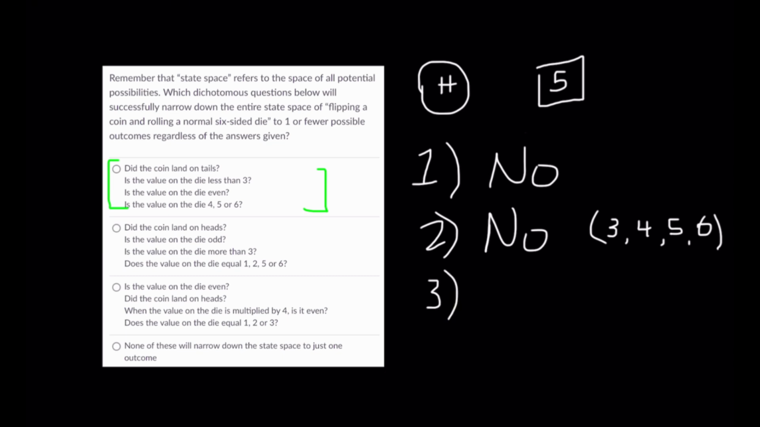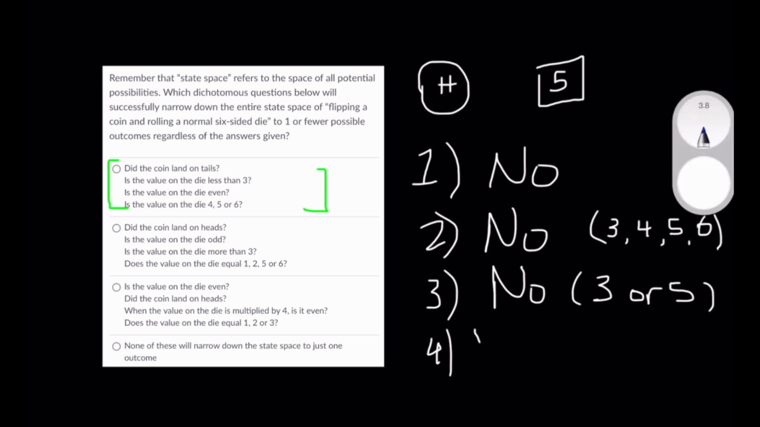Number 3, is the value on the die even? No, it's not. And because I answered no before that, it's either 3 or 5 now. And then number 4, is the value on the die 4, 5, or 6? And so I will say yes, it is number 5. It got to number 5.